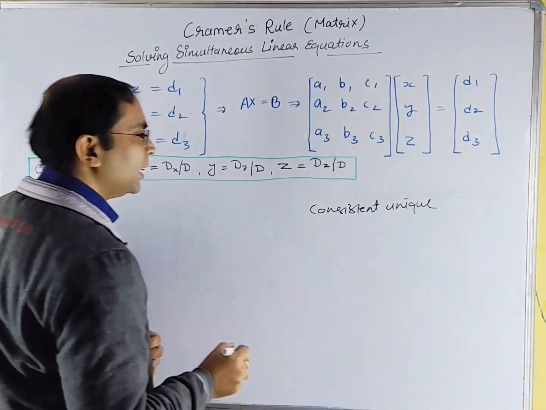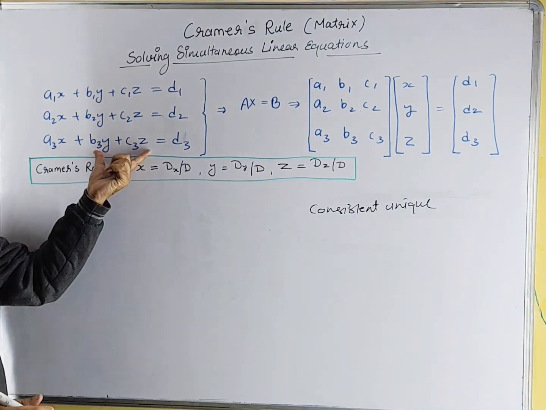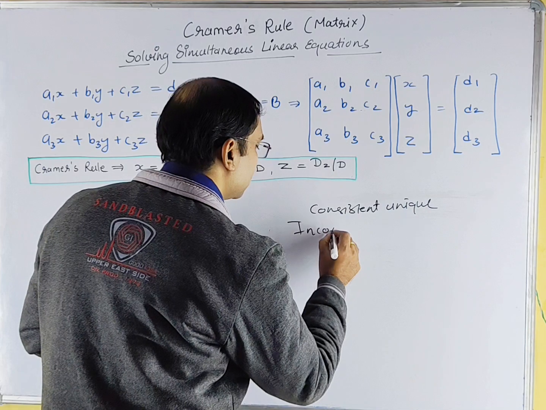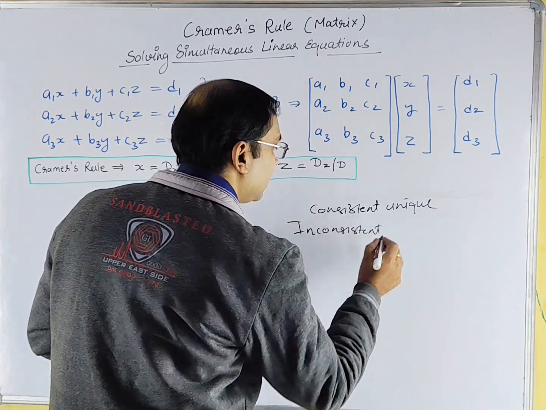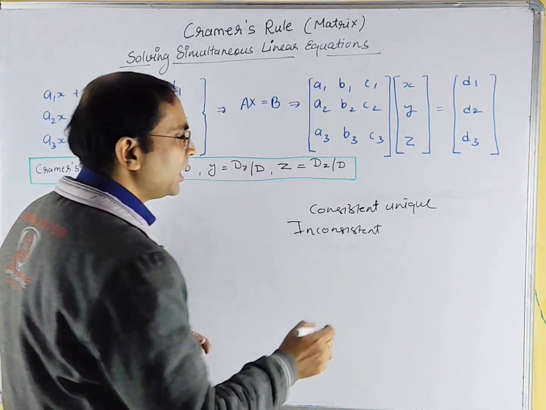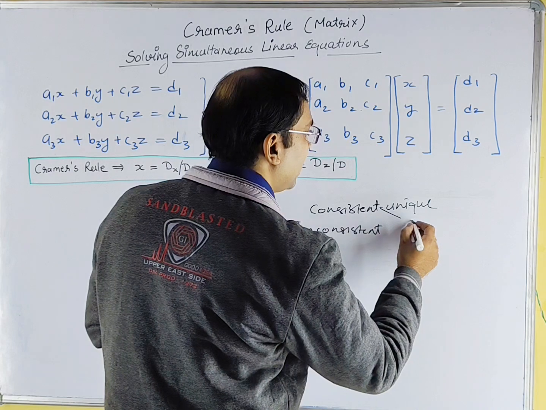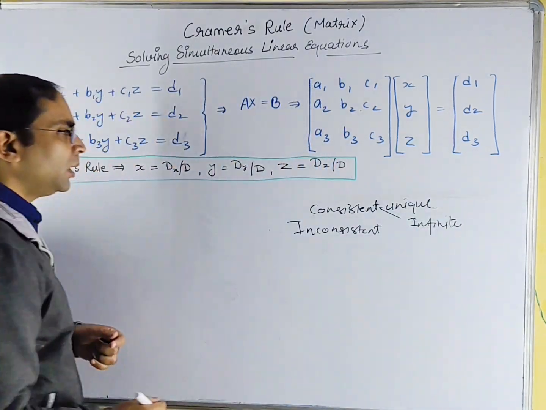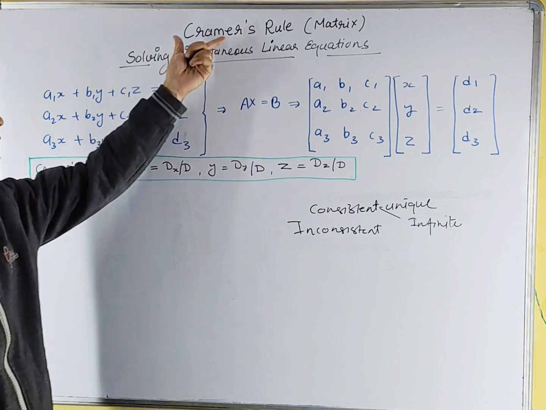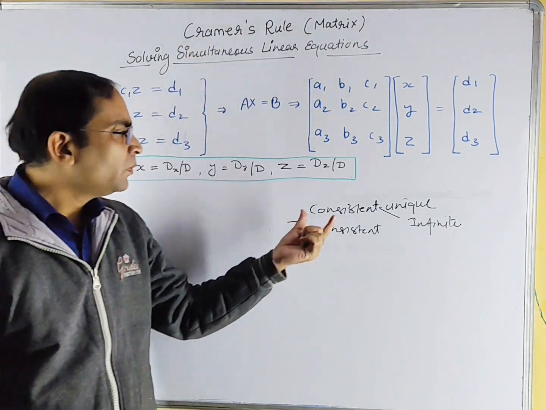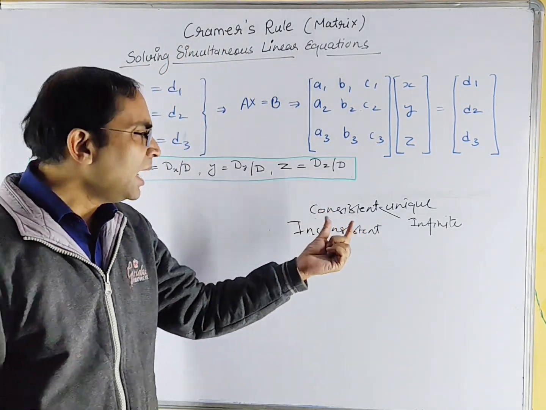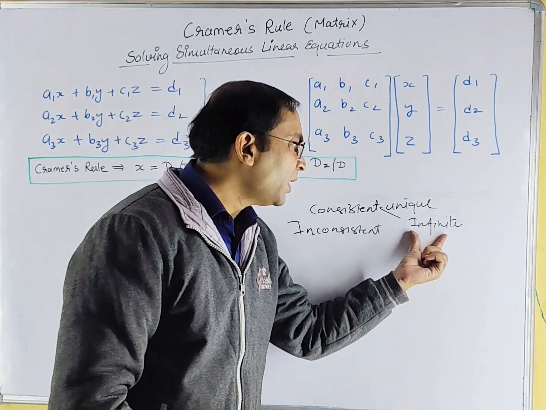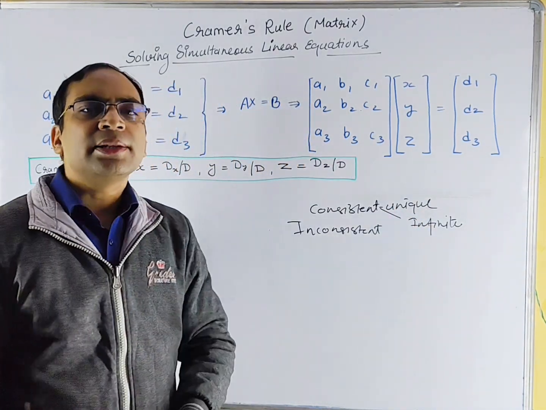So we all know that a simultaneous system of equations can be consistent or it can be inconsistent. If it is consistent, then it can have two kinds of solutions: either it can have a unique solution or it can have infinite solutions. So we have three such types of simultaneous linear systems. Cramer's rule can only be applied to the system which is consistent and having a unique solution. So we cannot apply this for an infinite solution system and for an inconsistent system.